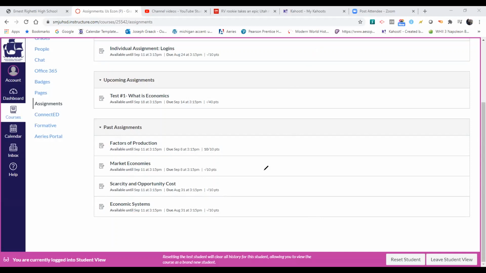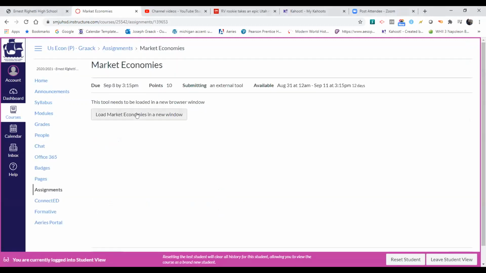Second part of that that's come up, a number of you have completed, right? A number of you have completed items in your Edmentum.